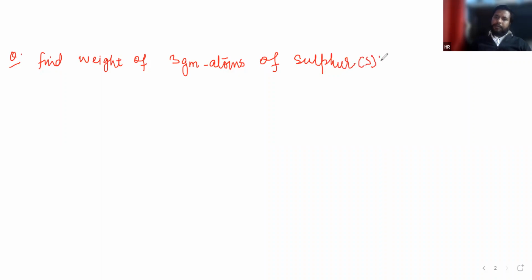We will have some good question like: find weight of 3 gram atoms of sulfur. That is S. Just try it, and if you don't have any idea how to proceed with the question, just let me know. I will explain it to you.